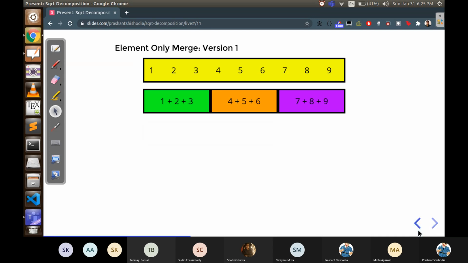So yeah. So what you do is, in the general square root decomposition, what we did was we have an array. Let's draw it here. We have an array, and we divided it into root n parts, root n blocks, right?